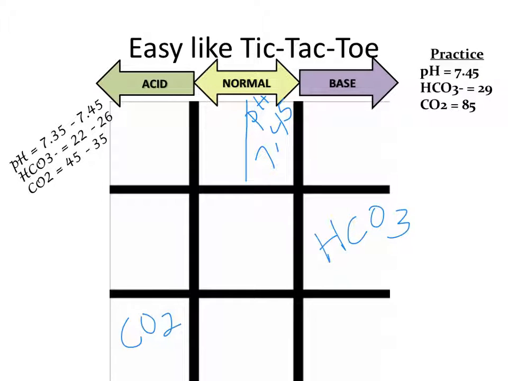So what do we call this thing? It's leaning on the base side. So this is our real key player, and we're going to name it metabolic because it's leaning over to the base side, and the bicarb is on the same side as the pH there, leaning. And so what we're going to call this then, because the pH is normal, it's totally compensated. So it's compensated metabolic alkalosis because it's on the base side.